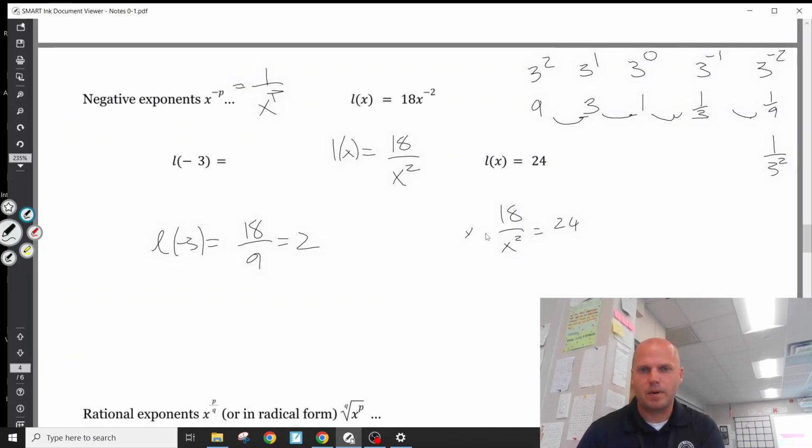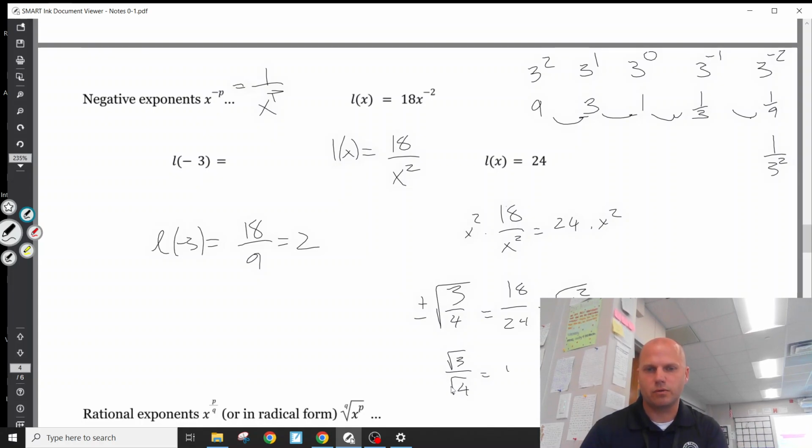I'm going to go ahead and multiply by x squared. Divide by 24. Simplify this. 6 can be divided in the top and bottom. It's 3/4. Square root the top and the bottom, or it's a 1/2 power. I get the square root of 3 over the square root of 4, which is root 3 over 2. We'll see this value more often in this class. Plus or minus, because we started with an even power in our squaring.